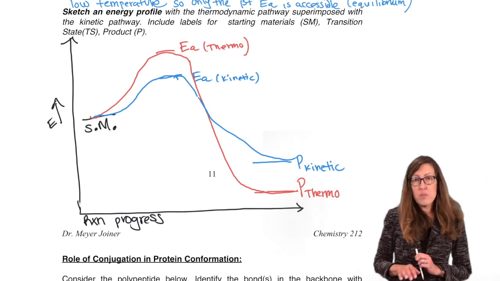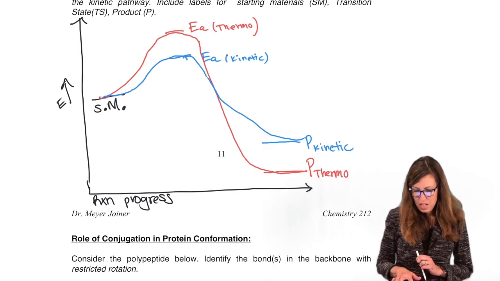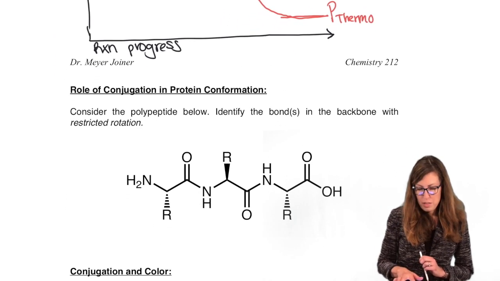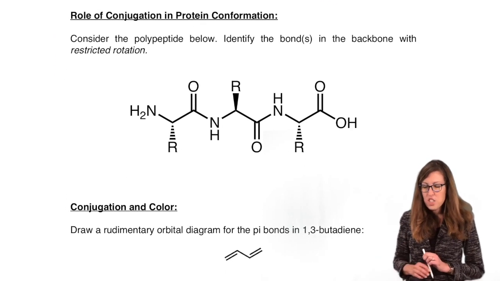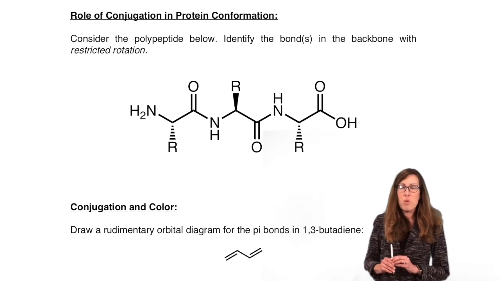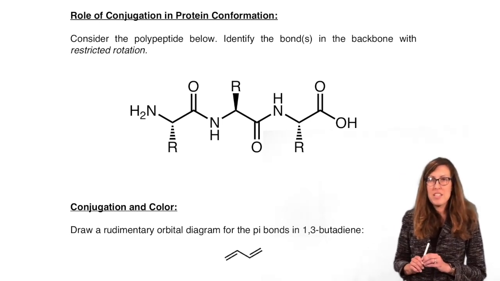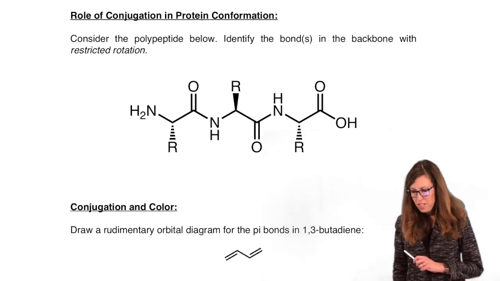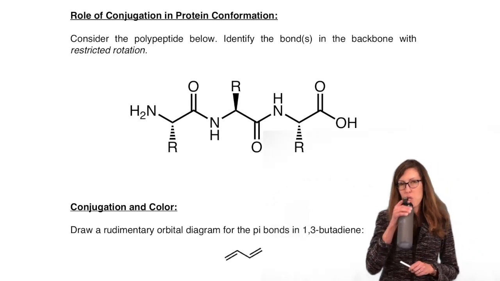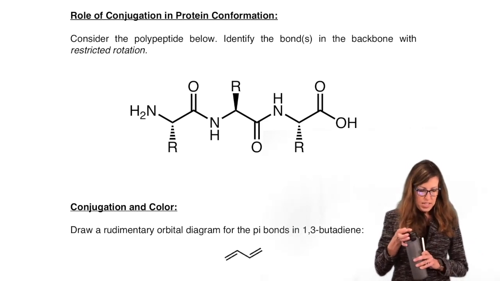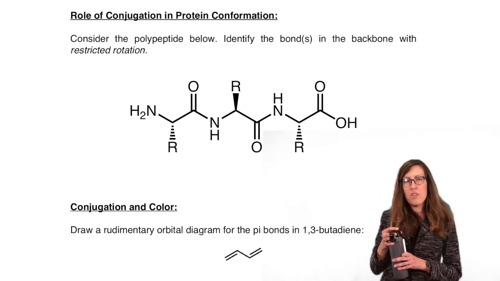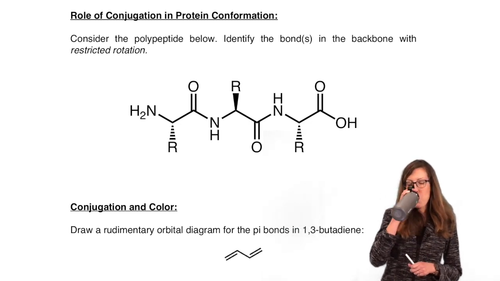Okay, we're not done with conceptual conjugation. This is an interesting biochemistry example. Conjugation can be important enough to dictate the protein conformation. So here is a polypeptide. And so what I want you to look at is kind of think about how it's a polypeptide structurally.